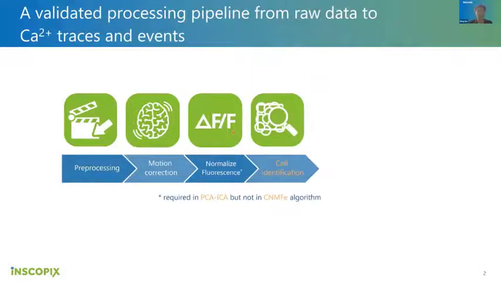And then, as I said, PCA-ICA or CNMF-E are the two popular algorithms to detect cells. I recently heard CNMF-E can work better in certain situations if PCA-ICA gives you some trouble.